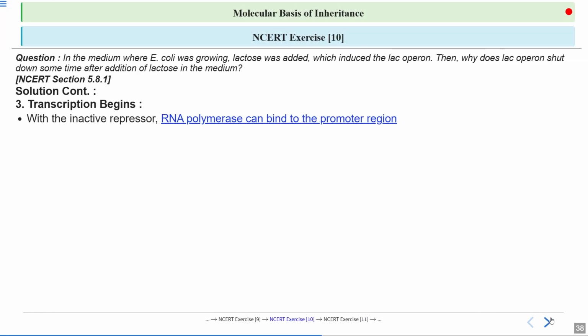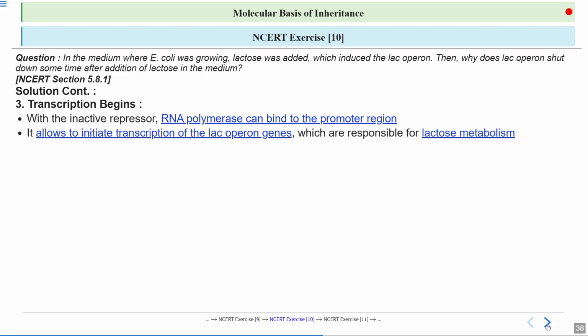Then what will happen? Transcription begins. With the inactive repressor, RNA polymerase can bind to where? The promoter region. It allows initiation of transcription of the lac operon genes, which are responsible for what? These are responsible for lactose metabolism. So now we know what happened. The transcription begins, and then there will be production of the proteins which are responsible for lactose metabolism.